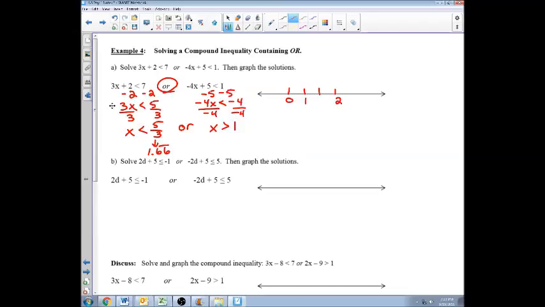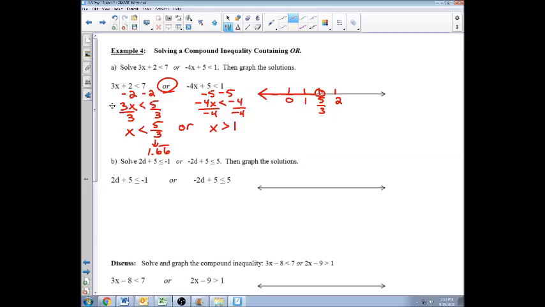Why did I leave that mark in between 1 and 2 blank? Because that is my 5 over 3 location. Okay? So what I'm going to do here is it says that x is less than 5 over 3. So I have an open circle at 5 over 3, and I'm going to shade to the left because it's everything less than 5 over 3.